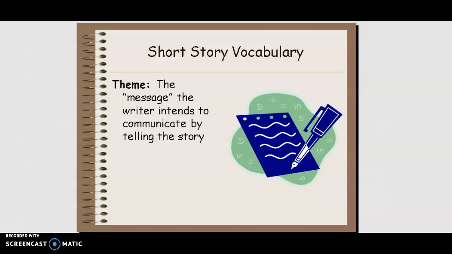Telling the story is like in Spanish, like the analysis, I forgot the word, enseñanza.